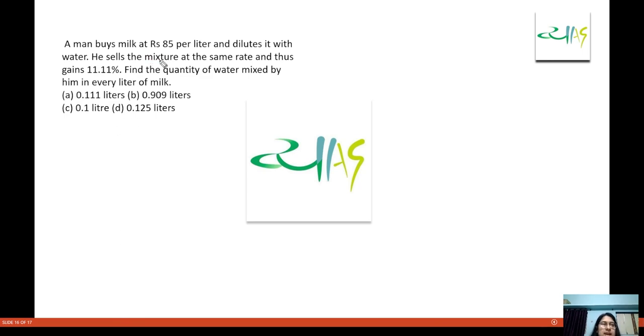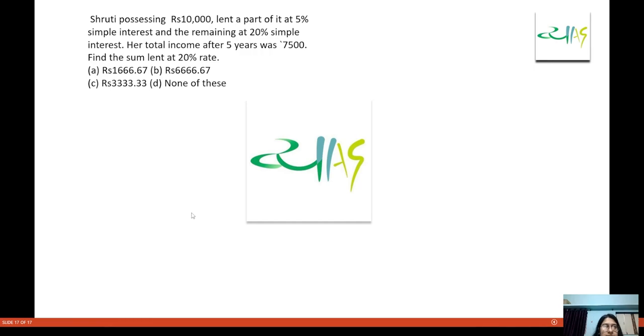Now look at this question. A man buys milk at rupees 85 per liter and dilutes it with water. He sells the mixture at the same rate and thus gains 11.1%. Find the quantity of water mixed in every liter of milk. You can obviously find this. Now we have already done this kind of questions. And similarly, we have this.